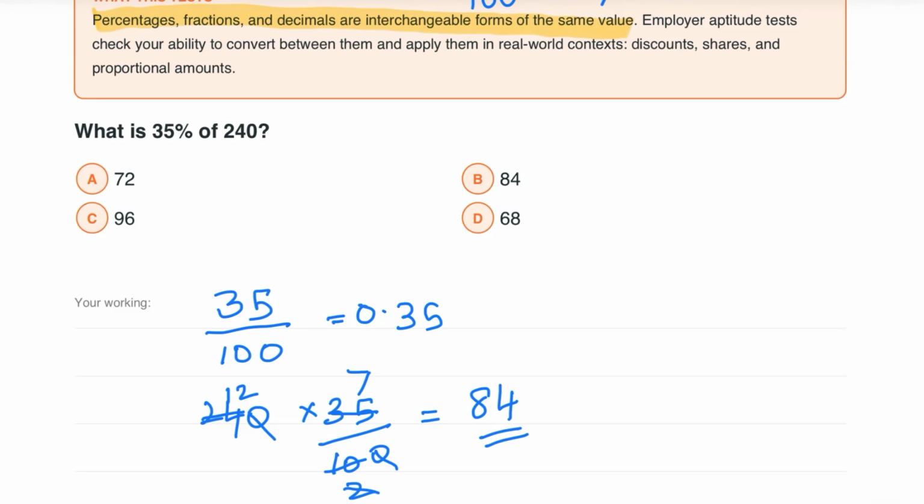35% of 240 is 84. Now option A is 72. This is only 30%. It's tempting to stop one step early, but remember, you have 35%. It's very important, and it's easy, especially if you get a percentage, to convert it into a decimal and solve it. This is the tip I can give you.